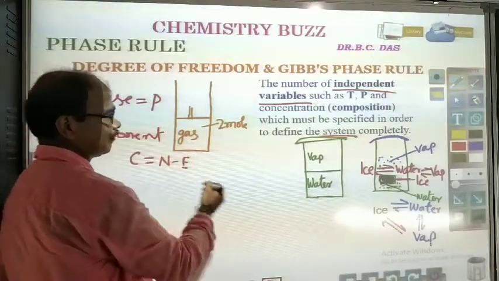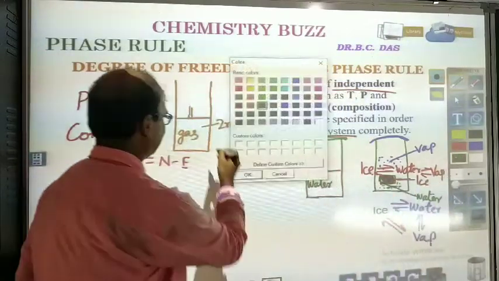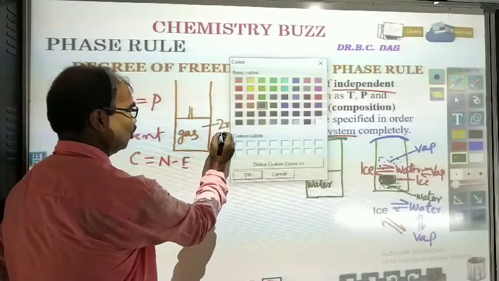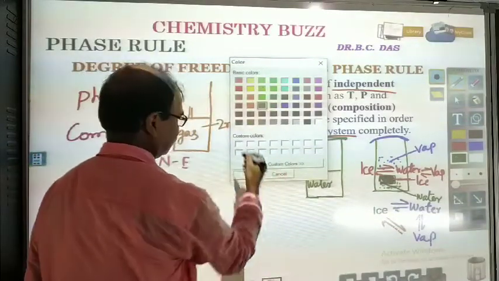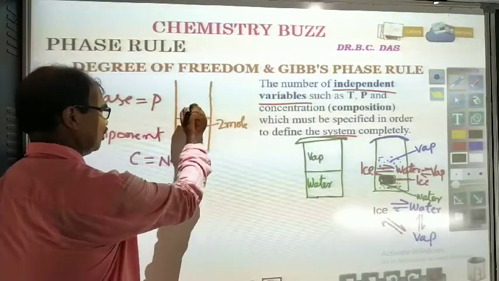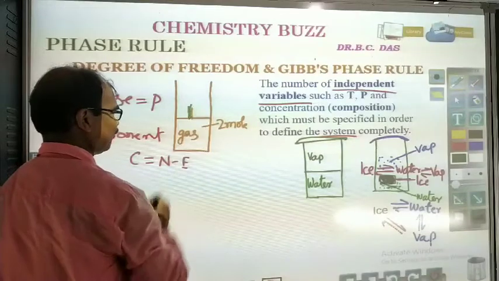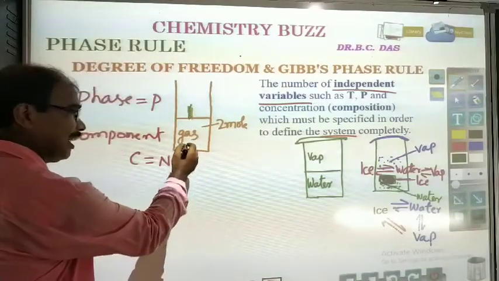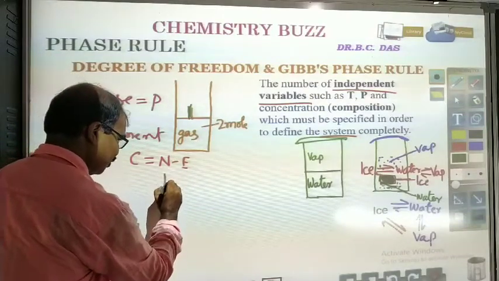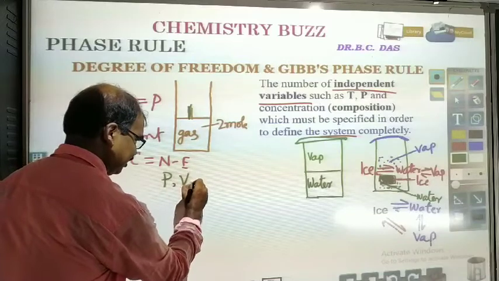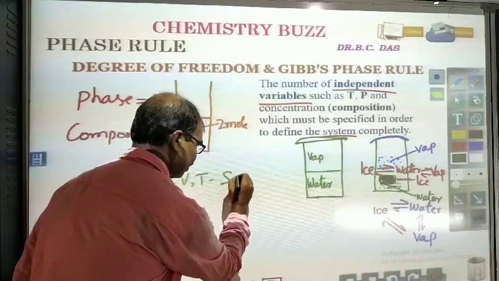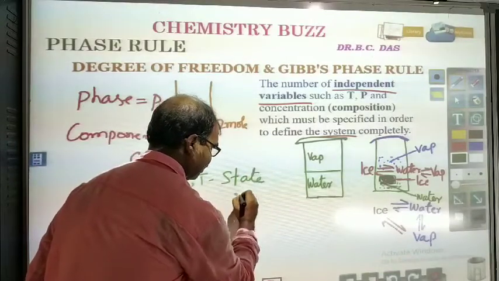So let us consider a gaseous system. Say in this container, 2 moles of gases are taken, and it is enclosed with a piston. Okay. So to define the state of the gas here, we need 3 variables, say P, V, and T. So these are called the state variables.